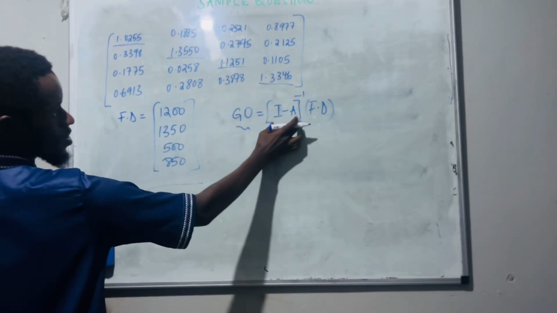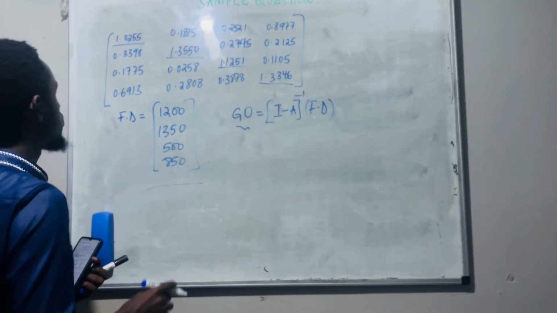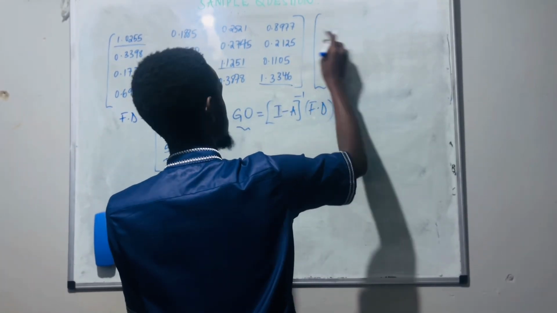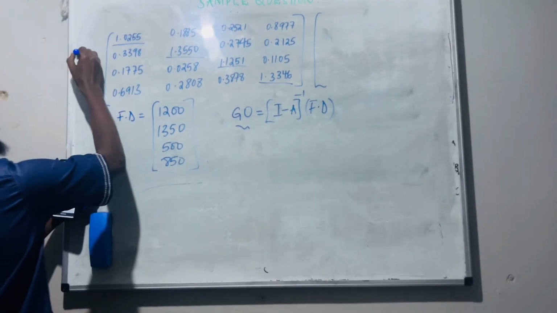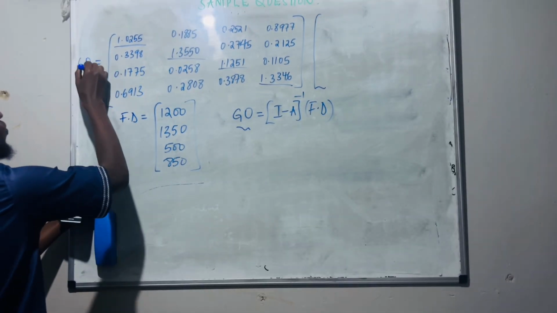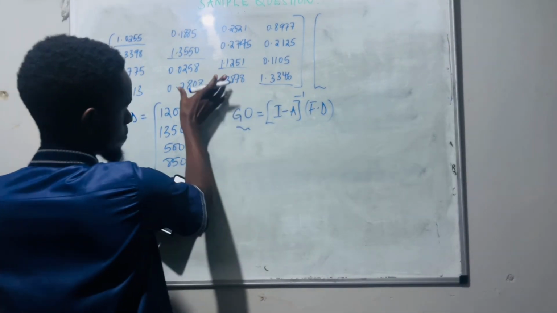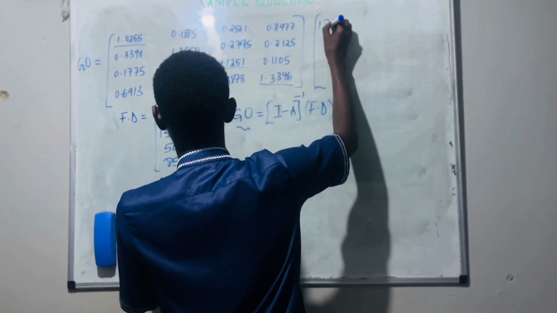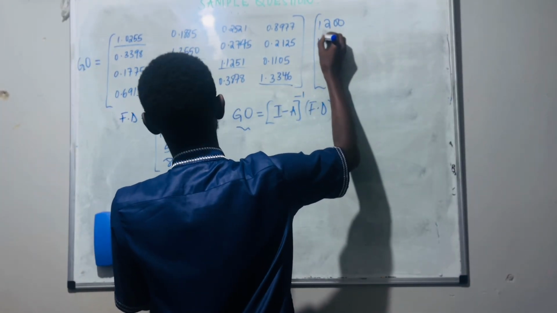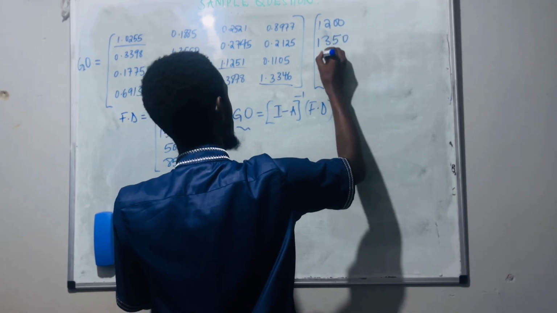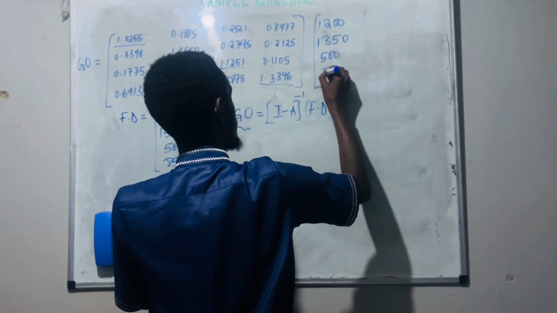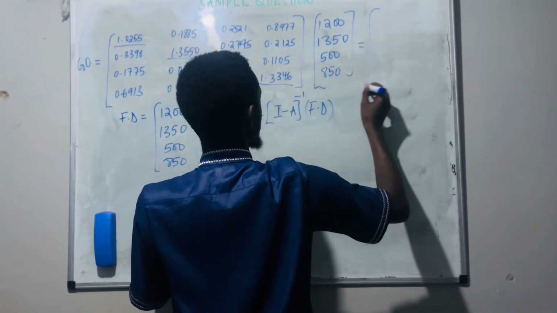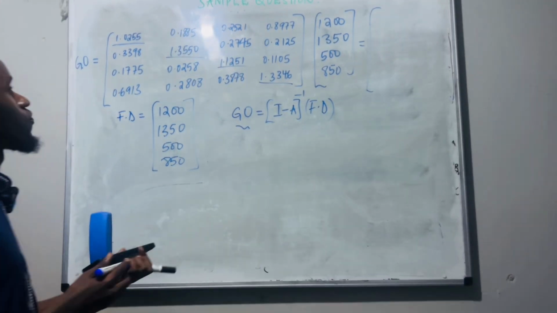We have the inverse coefficient matrix, which is this one. I just need to multiply it by the final demand to get the gross output. Gross output equals the inverse matrix, I minus A, times the final demand: 1,200, 1,350, 500, and 850. From here I'll get my gross output, which is going to be 4 by 1.